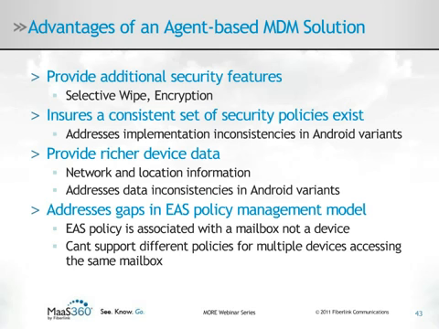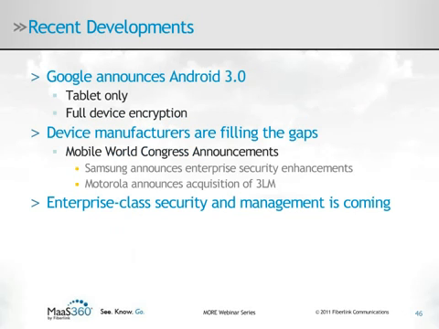So those are a few of the key gaps in Exchange ActiveSync that are solved or addressed by third-party MDM solutions like MAS360. Before we wrap up, I wanted to make sure you were aware of a couple of significant announcements for the Android ecosystem that came out of the Mobile World Congress this week. The first significant announcement was Google announcing full device encryption in Android 3.0. Now the one caveat here is that 3.0 is meant for tablet devices only, but I'm certain that that encryption functionality will make its way to the smartphone devices in the future.